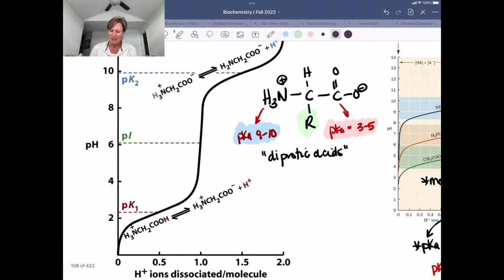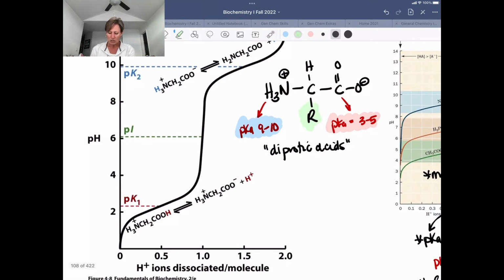But let's take the simplest case where R is equal to hydrogen. And so let's look at glycine. So what we have here is our first pKa value in glycine, which corresponds to that carboxylic acid group losing its proton and becoming a carboxylate group. And we know, right, that we're going to have that carboxylic acid pKa value of around 3 to 5.